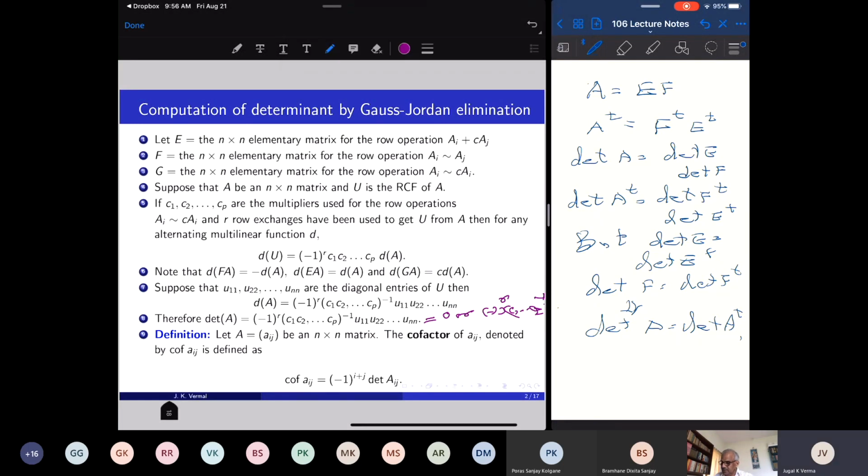Okay, so let's continue. I'll give another formula for determinant. Take an n by n matrix. This is called the cofactor formula. The cofactor of an entry.